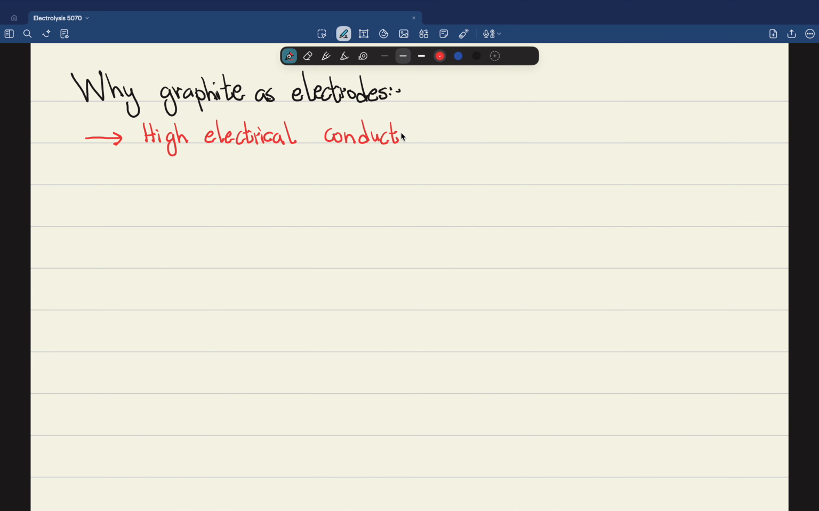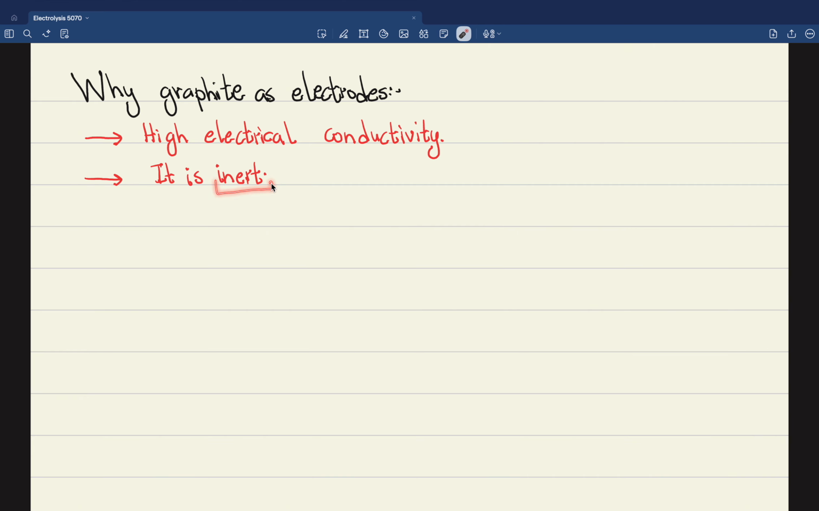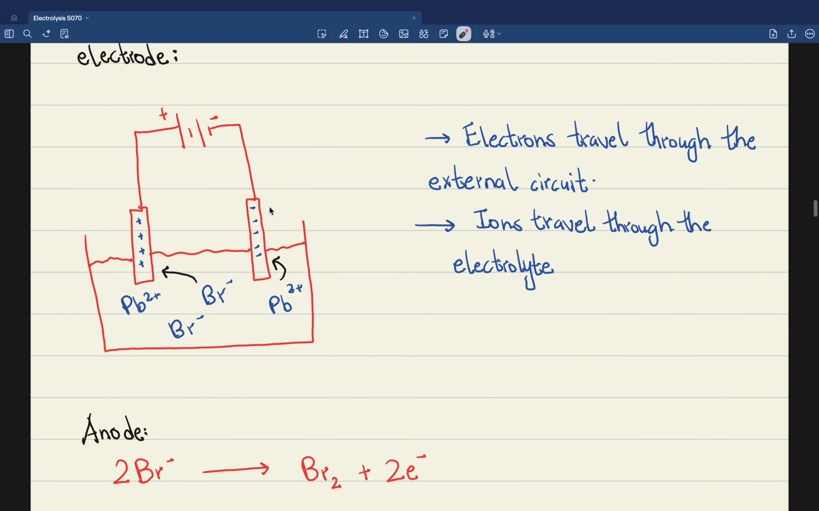right? Okay, but this is something that's offered by every other metal as well. हर metal में high electrical conductivity ही है. Why graphite? Because graphite is inert. Graphite is inert. What does inert mean? Inert means unreactive. Graphite does not react, right? हम कोई भी और metal लें, metals are very reactive in general, right? हम अगर यहाँ कोई और metal ले लें which is reactive, when lead ion attaches itself to the electrode, when the bromide ion attaches itself to the electrode, that metal can react with the bromide ion, right? We do know that metals and non-metals react to form ionic bonds, right? So that can very well happen.